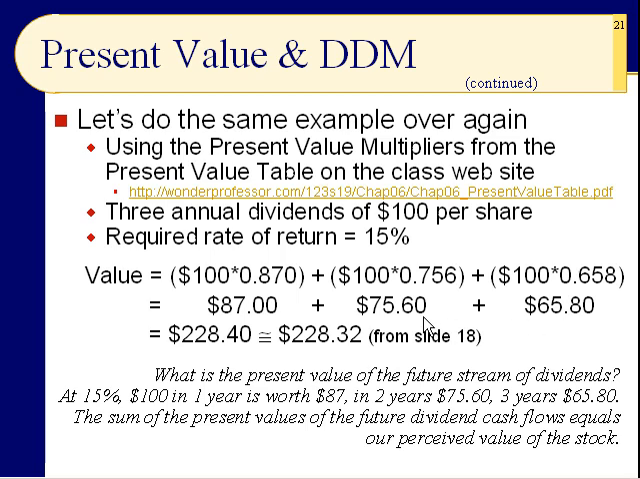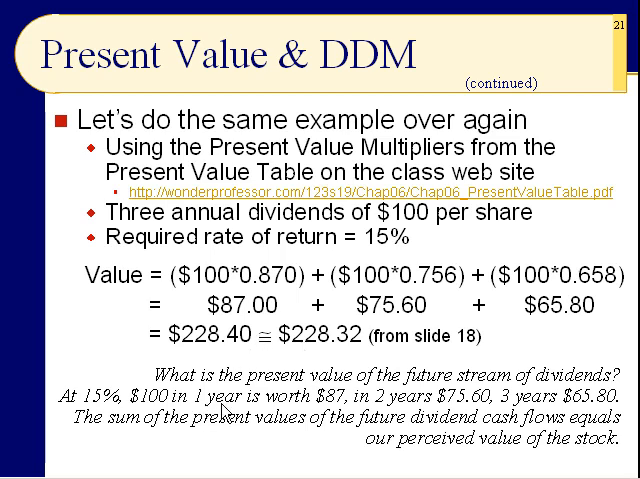And if you add those three up, you get $228.40. I'm sorry. And remember the previous slide back, when we did the calculations using a calculator with 20 digits of accuracy, it gave us $228.32. So we're 8 cents off. That's because we're only using 3 digits of accuracy in the present value tables.